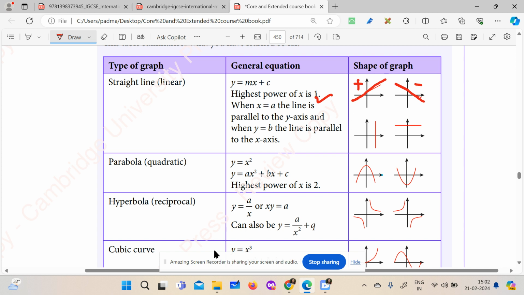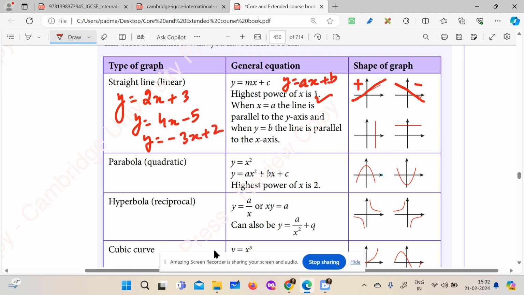Yeah, it is. Whenever your equation is in this form, mx plus c, or in some books ax plus b, it is the same thing. It is a linear equation. You have to remember linear equation. I'll give you some examples: y is equal to 2x plus 3, y is equal to 4x minus 5. Both are linear equations. You also have y is equal to minus 2x plus 2. Got it? Yeah.